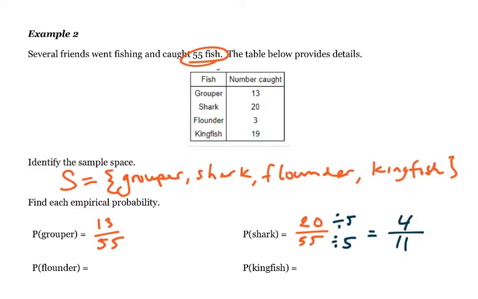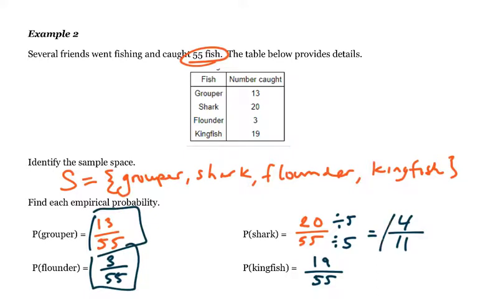For a flounder, it happened 3 times out of 55. Again, 3 is prime and it does not go evenly into 55, so that one is fully simplified. And then we have kingfish. The probability of having a kingfish is 19 out of the total number of fish in the experiment, which is 55. 19 is prime and cannot go into 55. Therefore, that one is also fully simplified. So our answers are each of these.